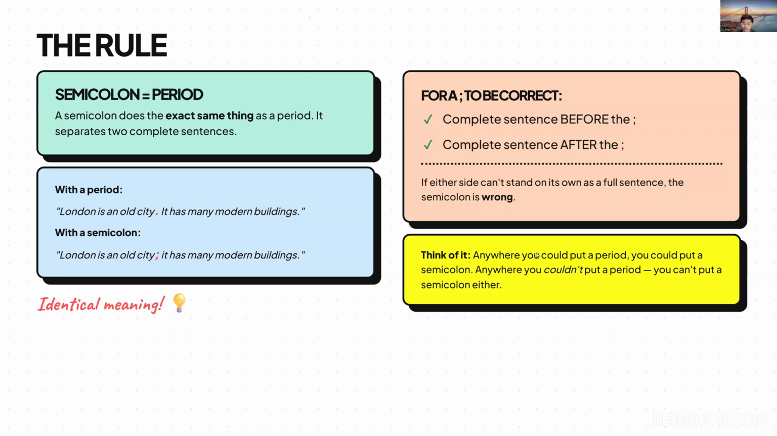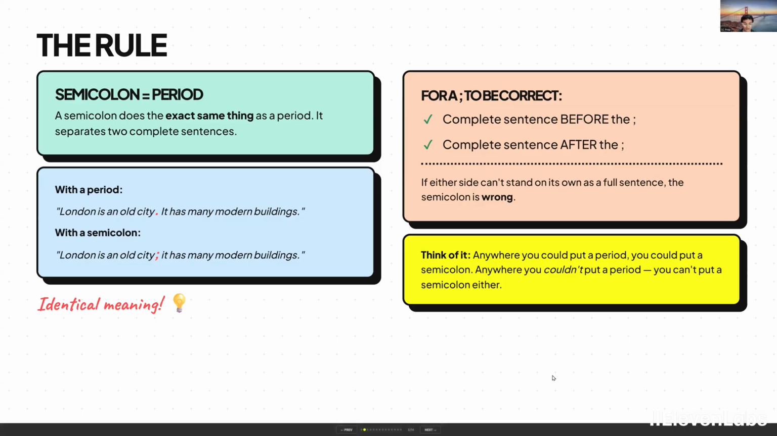The only difference between the two is that after the period, you need to capitalize the first letter, versus with the semicolon, you don't. So for a semicolon to be correct, like a period, you need a complete sentence before and you need a complete sentence after. If you don't, then the semicolon is wrong. The simplest way to think of semicolons is anywhere you can put a period, you can put a semicolon. Anywhere you can't put a period, you can't put a semicolon as well.